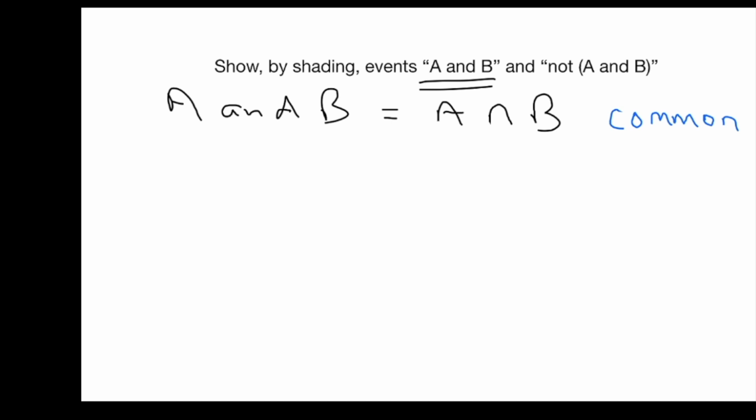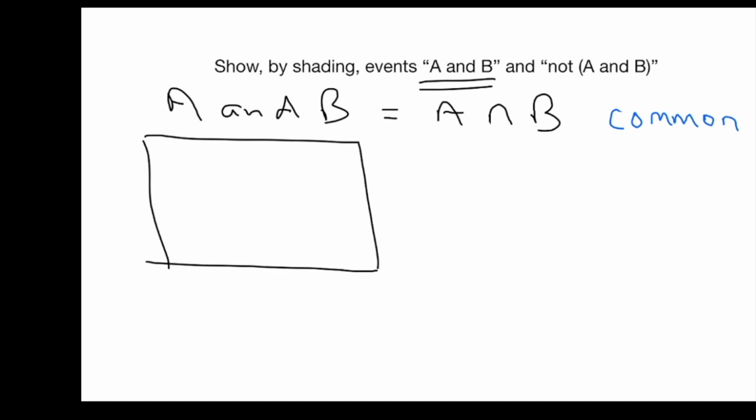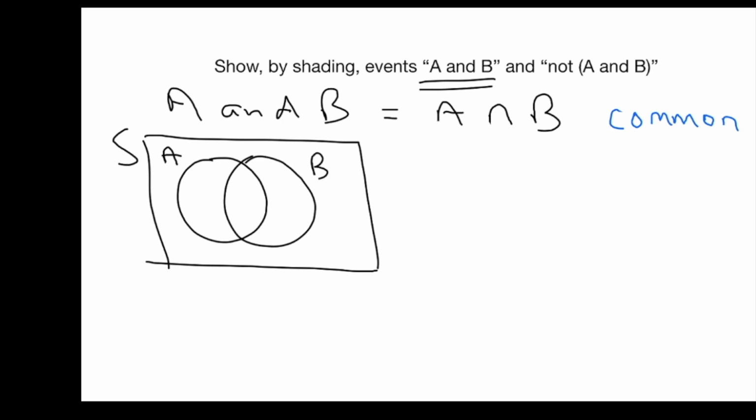So we want to draw a Venn diagram, and then we need to shade the region that represents A and B. I suggest you just get used to drawing your sample space, S, first. Then A should be inside the sample space, and B must also be inside that sample space. So A and B means the common region, the region that is common between A and B. Intersection means common.